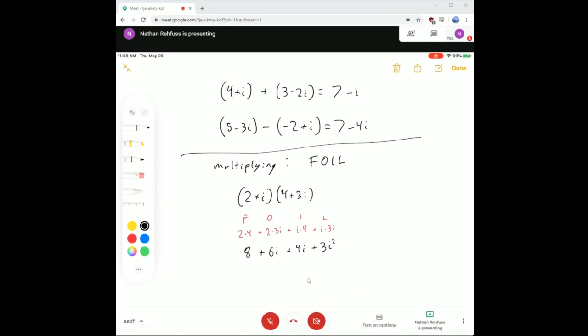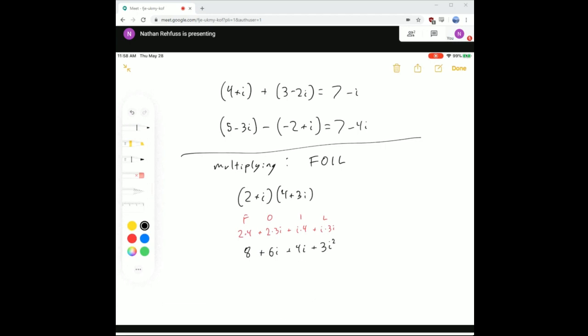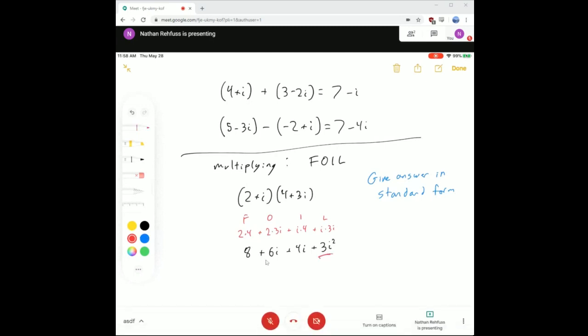Now combining like terms could get me 6i plus 4i is 10i, but with complex numbers, the easiest way to write them is in standard form. There's no reason to ever not write a complex number in standard form. It's always better to write them in standard form. There's no application where you'd want it in any other form. So give your answer in standard form. That means combining like terms isn't enough. This 3i squared is a problem. That's not standard. Standard is to have a real part and an imaginary part, and that's with i to the first power.